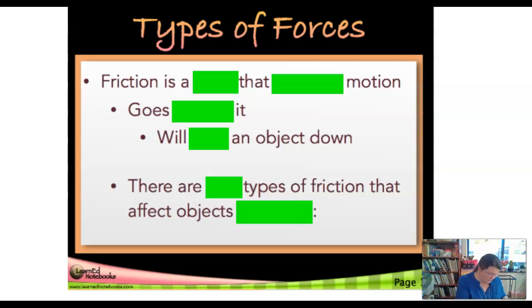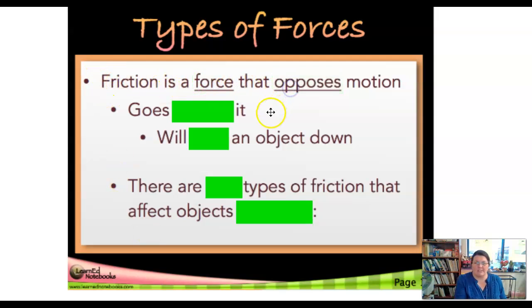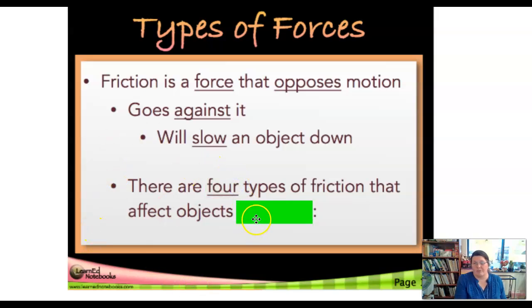And then at the top of page 13, we begin again. Friction is a force that opposes motion. It goes against it and will slow an object down. There are 4 types of friction that affect objects' motion. So friction is going to slow it down, like we were talking about air resistance or drag a moment ago. That is going to slow down the race cars. That's going to slow down the speed skaters.